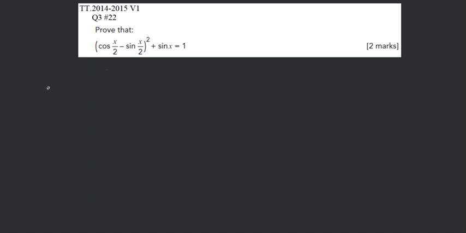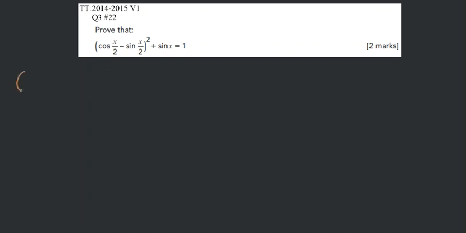Okay, in this video, we are trying to prove that cosine of x over 2 minus sine of x over 2, that quantity squared, plus sine x is going to equal 1. Now, a number of people have been asking how to do this kind of problem. So, first thing I'm going to notice is we have a quantity squared here.